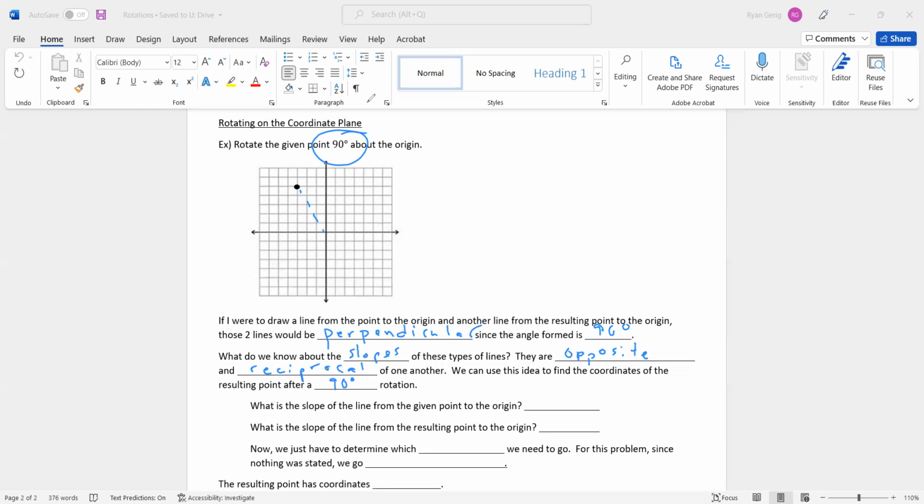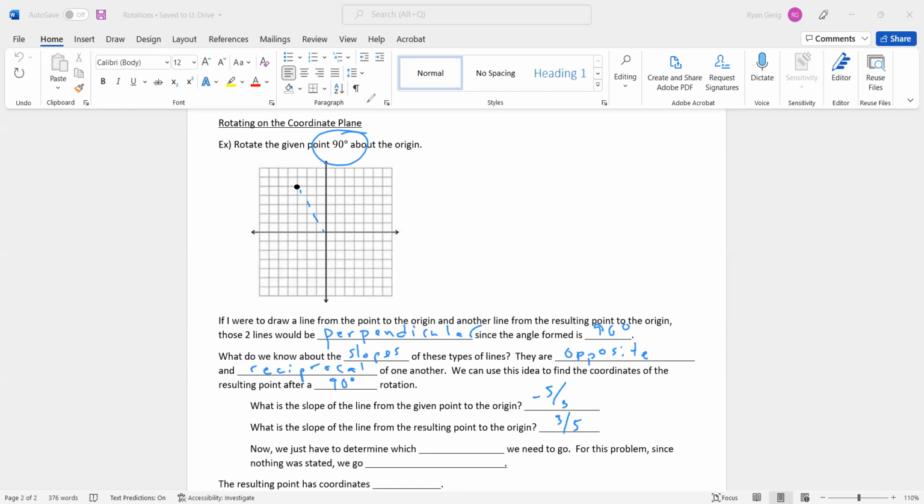Okay. What is the slope of the line from the given point to the origin? So that's down 5, right 3. So it's -5/3. What would then be the slope of the line from the resulting point to the origin? Well, it's going to be the opposite and reciprocal. So it's going to be opposite, so it's going to be positive, and the reciprocal is flip that, so it's going to be 3/5. I can use that to get more points. So again, from the origin, I'm going to go 3/5 slope.